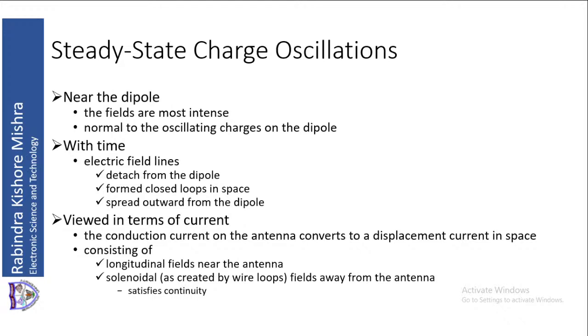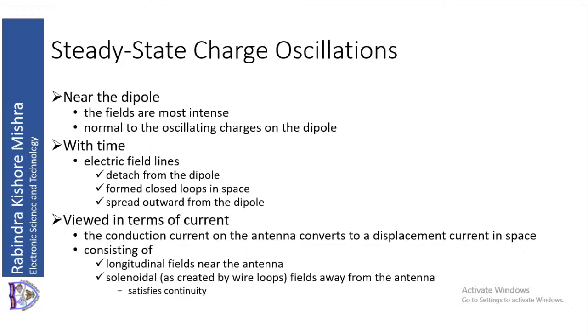Now, if you view this in terms of current, the conduction current on the antenna converts to displacement current in space. That is the phenomenon that is occurring. You start with conduction current, and the conduction current is transformed to displacement current. Physically, this is what is happening. So the antenna converts conduction current to displacement current.